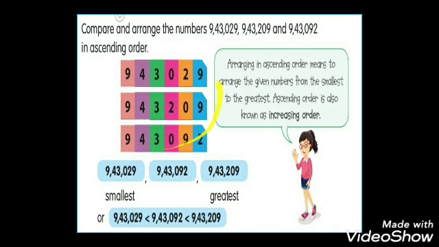Place the numbers in the place value chart. Identify which is the smallest and which is the greatest. So here again, on the place of ones, these two digits are equal. So this is the smaller one. On this place, this becomes greater and this is the smallest.